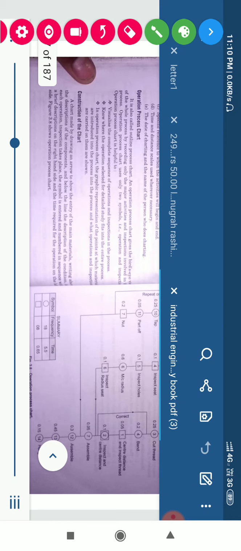So visualize the complete sequence of the operation and inspection in the process. It is very clear that the operation and inspection process will be clearly visualized through this charting. Know where the operation selected for detailed study fits into the entire process. This also makes us sure whether our process fits into the chart or not. In the operation process chart, the graphical representation of the point at which materials are introduced into the process, and the operation and inspection carried out on them, are shown. This is the same as we discussed.